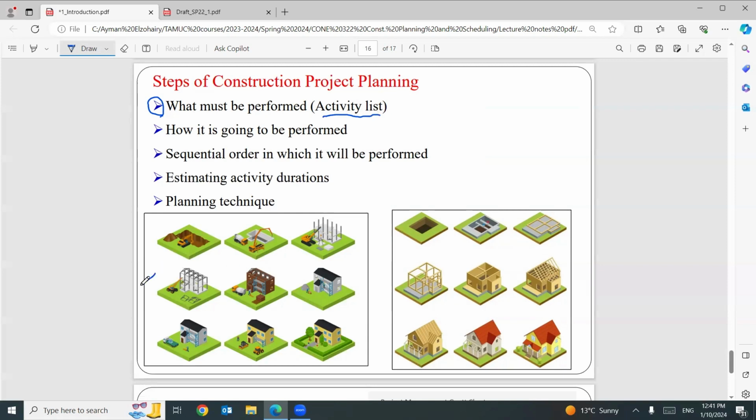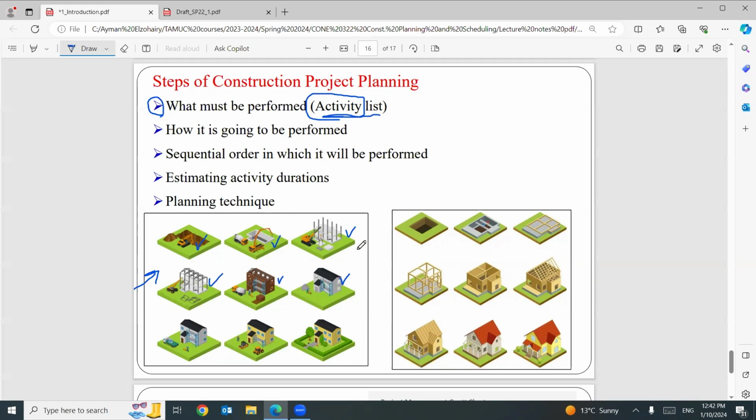So for example, if you look at this project, we have different activities. We have excavation. We have pouring foundation. We have columns. We have framing system. We have masonry work for walls. We have roofing. We have external finishes. We have internal, we have landscaping. We have different activities. So the first step is to list all the different activities in your project.